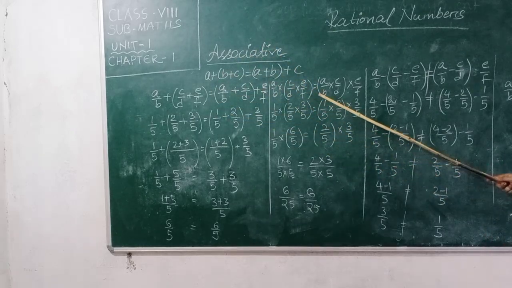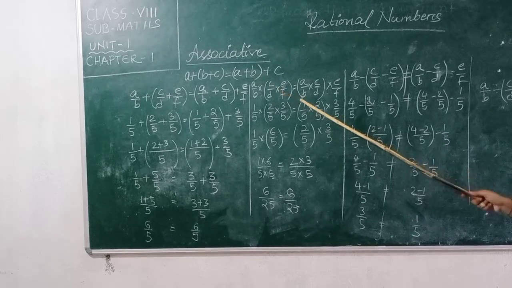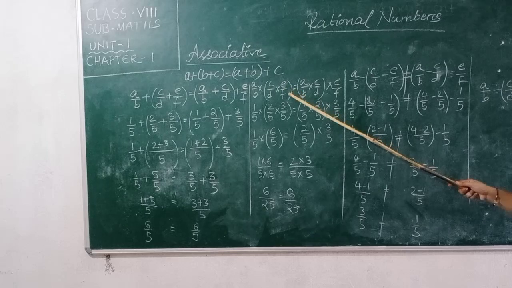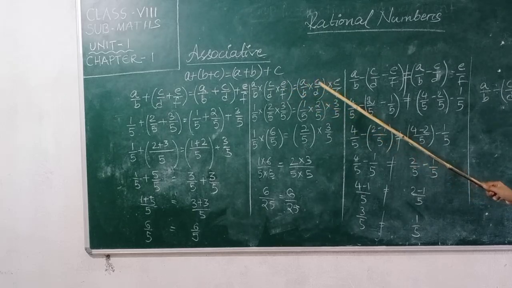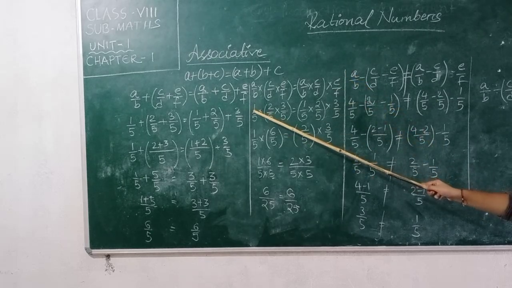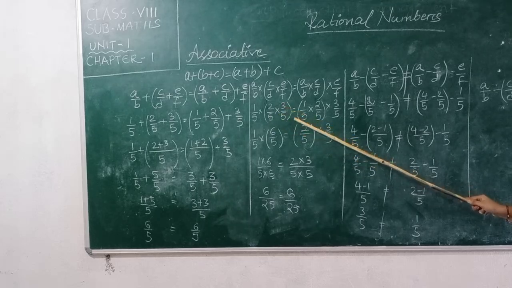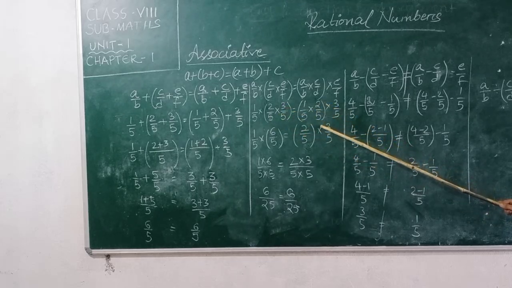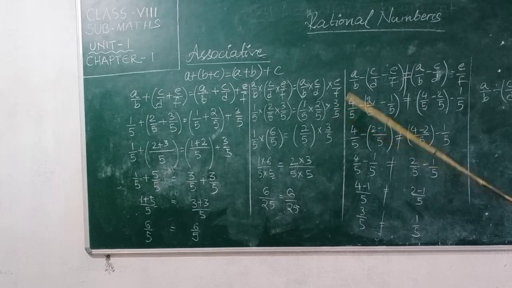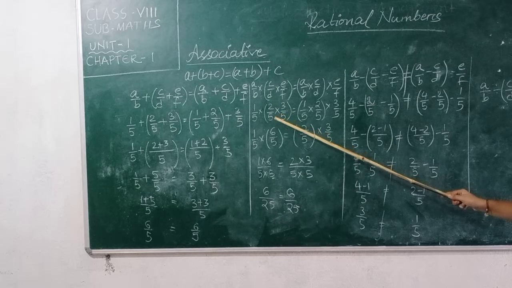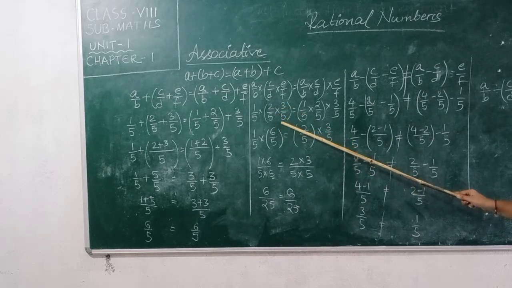Next, the associative property based on multiplication. So (a/b × c/d) × e/f = a/b × (c/d × e/f). The example I took here is 1/5 × (2/5 × 3/5) = (1/5 × 2/5) × 3/5. We know that before this we should solve the terms which are inside the bracket. So here I solved: 2 into 3 is 6, upon 5 into 5 is 25.